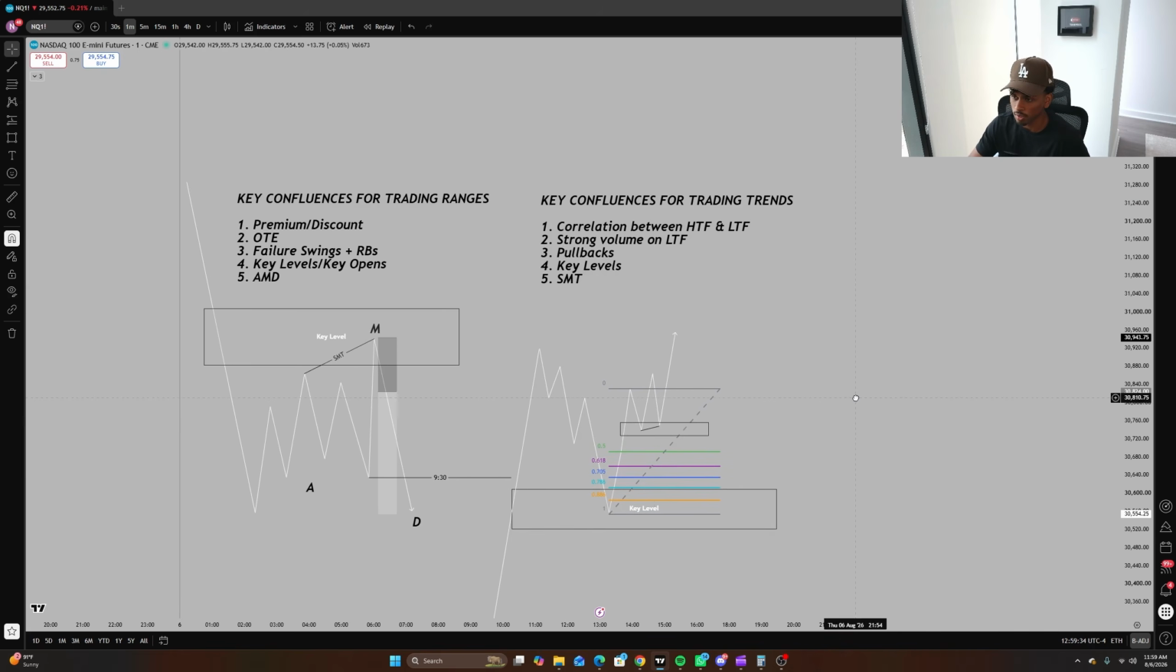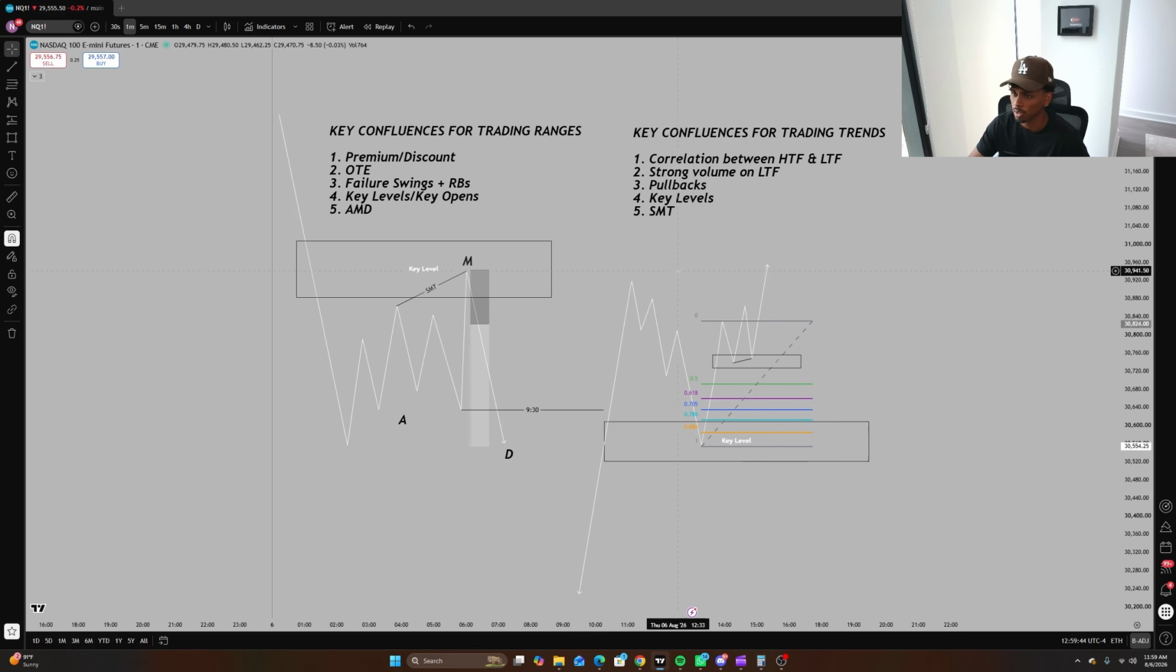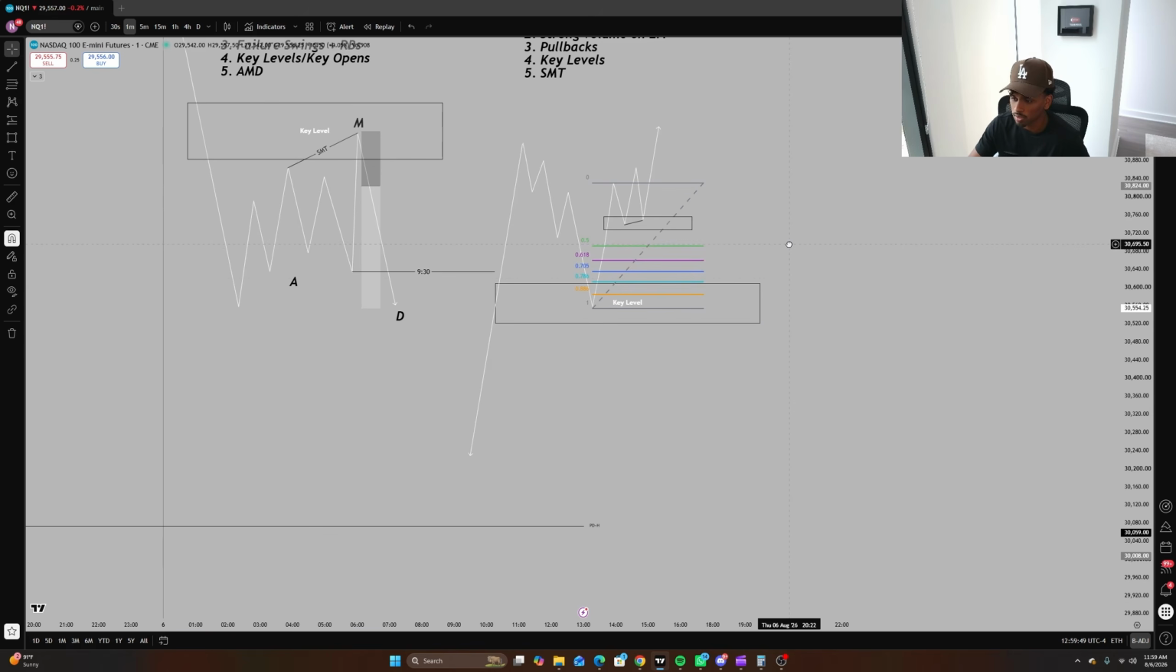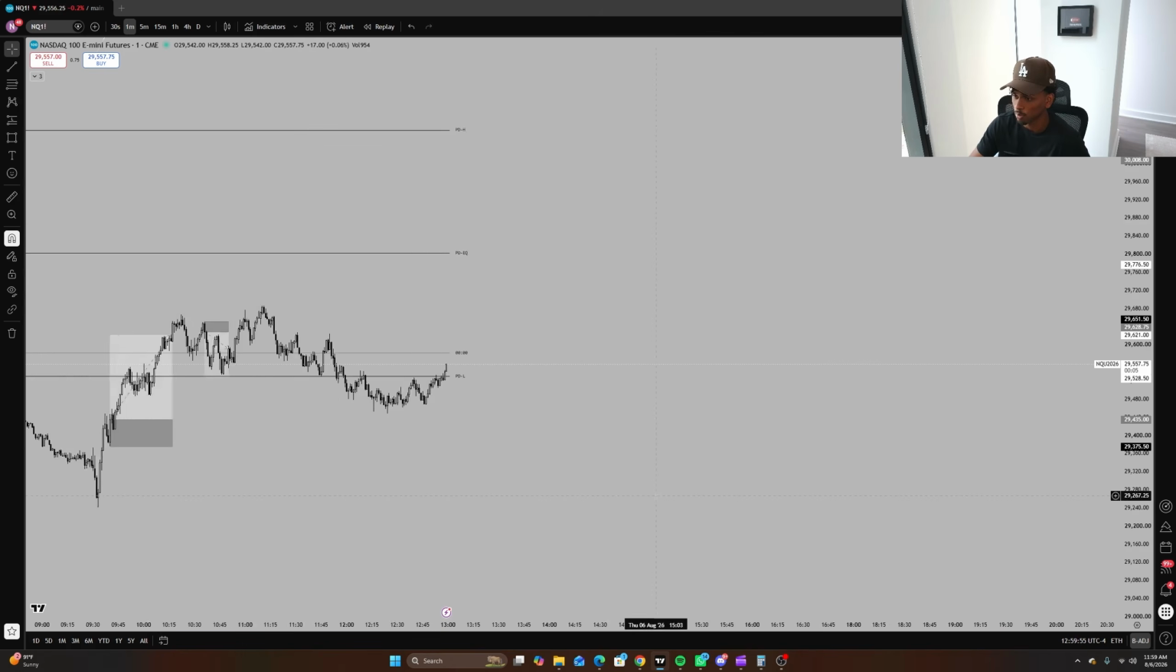So yeah, those are the 5 things that I look at, right? When it comes to trading ranges versus trading trends. Very, very simple. Don't need to overcomplicate it. Once again, the main thing is you want to be looking at these 5 things, right? So with all that being said, let's finally go ahead and get into these examples. Today was honestly a very, very good example of itself.